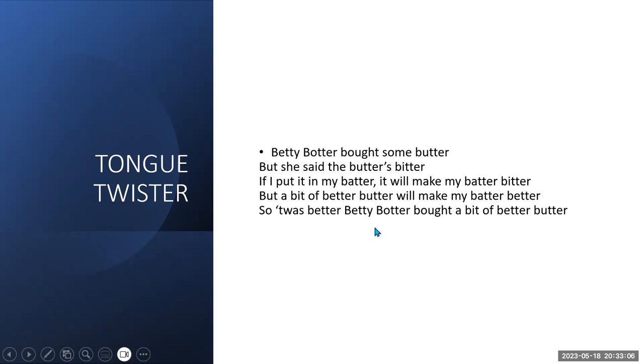And also right here, you can understand this word like pasta, like dough. Es igual, también puede ser si lo pongo en mi pasta o en la masa de algo que estoy cocinando, ¿no? It will make my butter bitter, but a bit of better butter will make my butter better. So just better butter, but a bit of better butter. Usted lo va a leer a la velocidad que usted quiera. Okay, somebody else wants to do it. Por ahí se lo dejo. Okay, tengo dos. Jonathan.